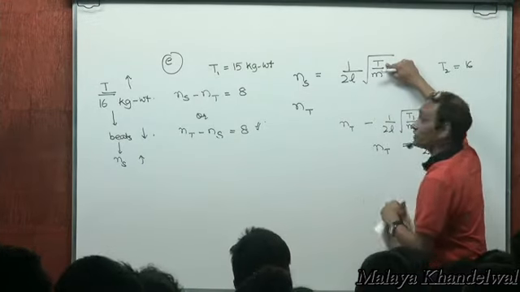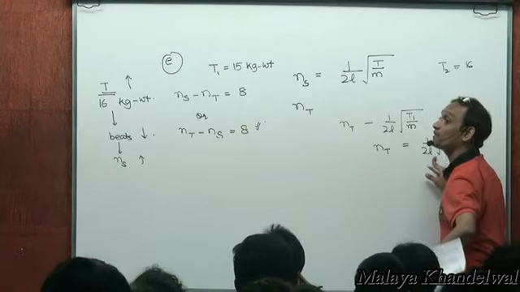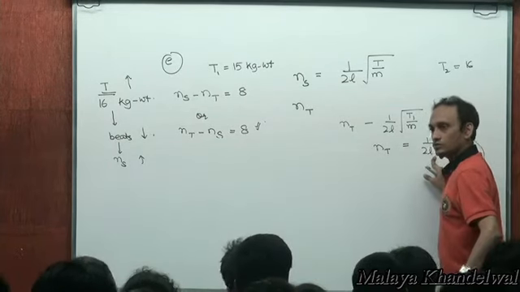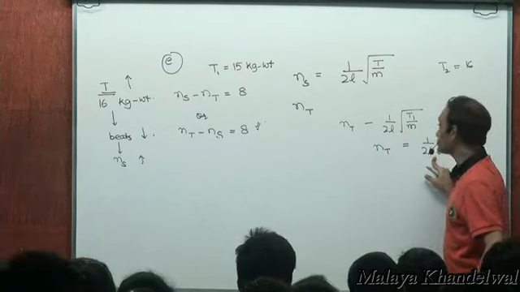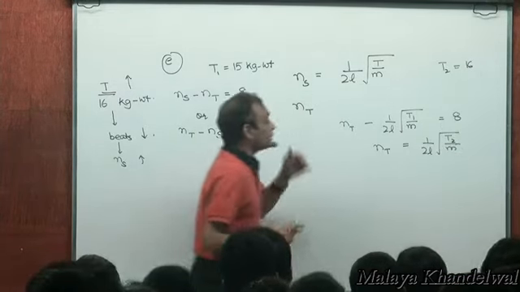When T becomes T2, they are in unison. That means the frequency of the tuning fork should be the same as the frequency of the sonometer wire when T becomes T2. So now do you understand, Prakar? Okay.